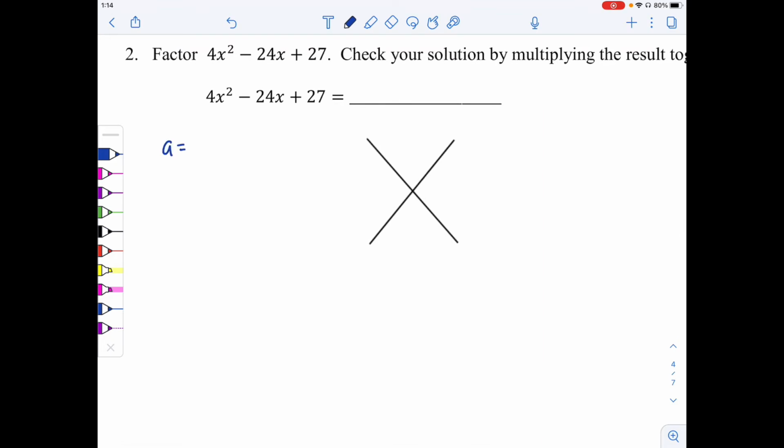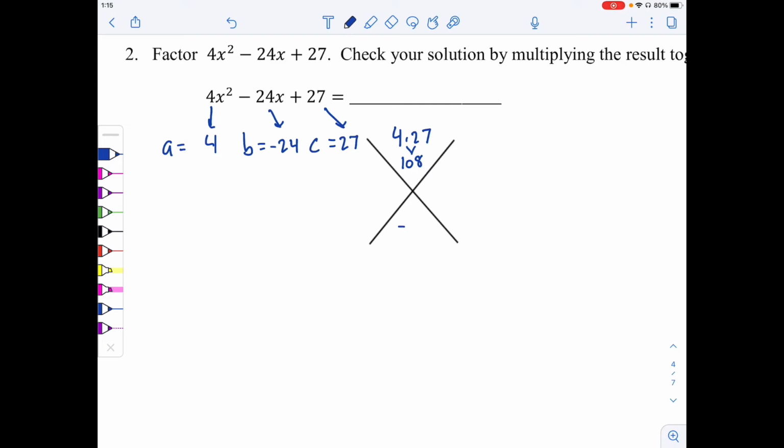Okay, then we got A, B, C again. Our A is 4, B is negative 24, C is 27. So A times C, AC on the top. So 4 times 27 goes on the top. 4 times 20 is 80. 4 times 7 is 28. Add them together, you get 108.